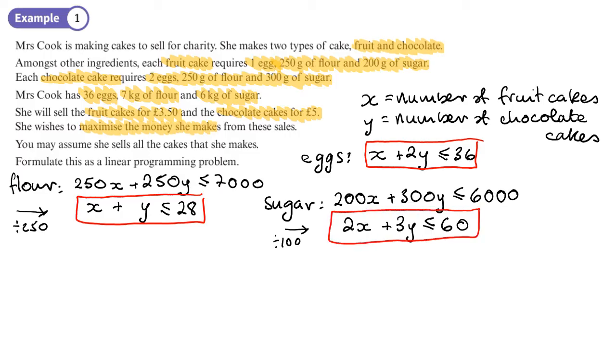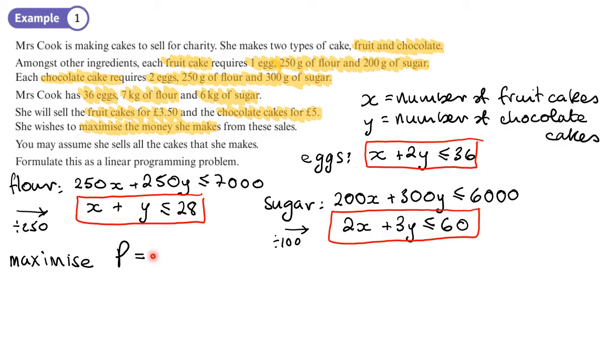So we've now gone through all of the ingredients, and now we're going to form what we call the objective function. Now the objective function will either be to maximize a profit or minimize a cost. She will sell fruit cakes for £3.50 and chocolate cakes for £5. She wants to maximize the money she makes from the sales. So we want to maximize this, the profit. Okay, so P stands for profit in this case.